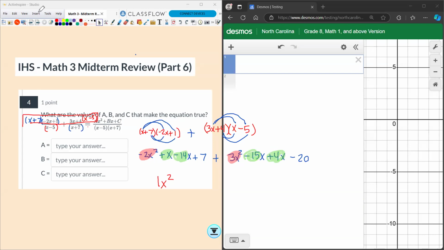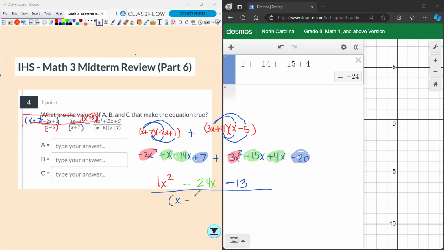You may want to use a calculator to verify that your numbers are being added correctly. So 1 plus negative 14 plus negative 15 plus 4, and I'm getting negative 24. So that's going to be my coefficient for the x term. So I'll have negative 24x, so minus 24x. And then finally, we can add those two numbers at the end. You can use a calculator if you want to, but it's a little easier to work with. So 7 and negative 20, that's going to give you negative 13. And that's just going to get put over your denominators, which is x minus 5 and x plus 7.